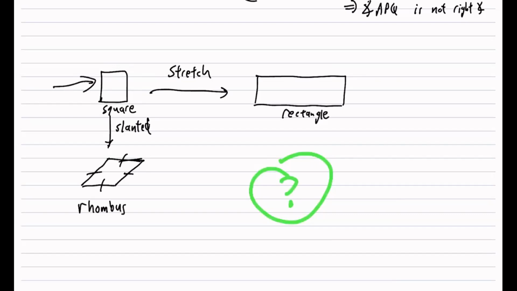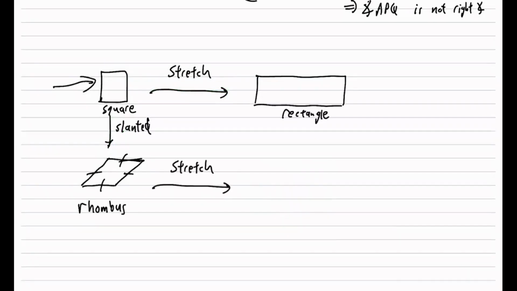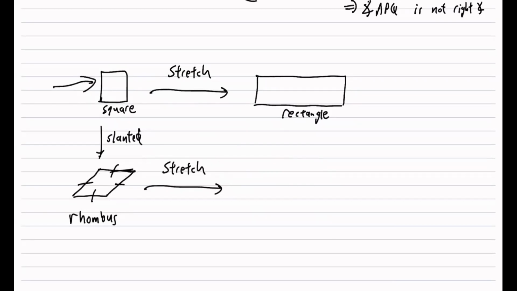You stretch here, you slant here. What should be the last step? Stretch. There. Okay. You stretch the rhombus or you slant the rectangle. Either way, you will just end up with a parallelogram. Very good. Yes, you get the pattern already. So it's a slanted rectangle, which is a parallelogram.